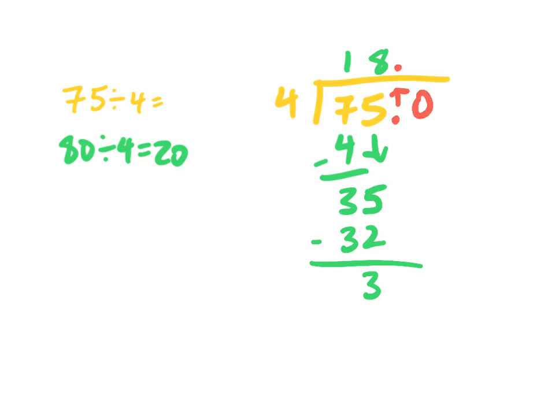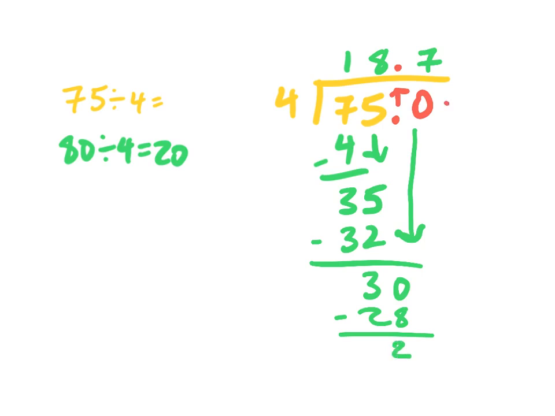And I can add a placeholder 0. There's an infinite number of placeholder zeros after that decimal point that don't change the value of 75, and then I can bring it down just like I would any other digit. And now ask myself, how many times does 4 go into 30, which is 7. 4 times 7 is 28. Subtract, and I'm left with 2.